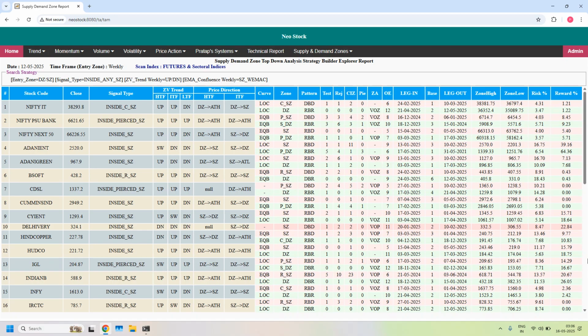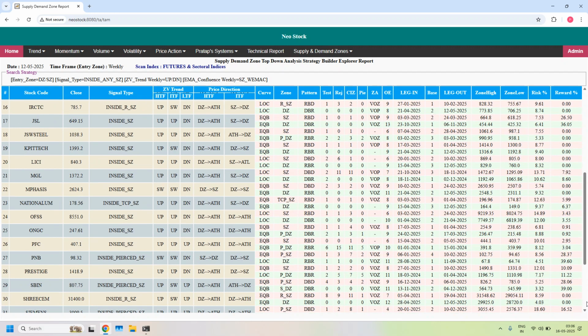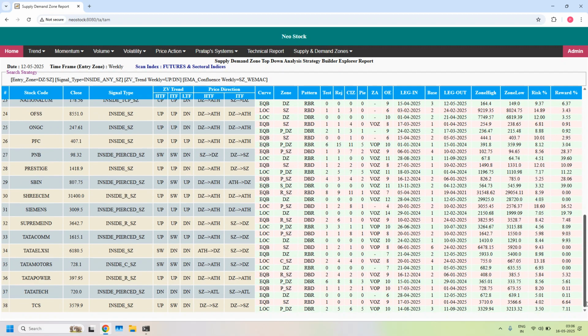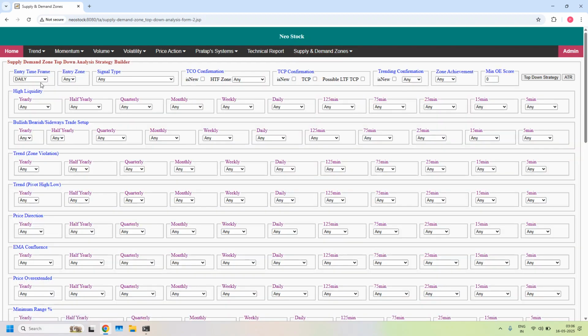Now the list is reduced. First 16 stocks in the list. I'm scrolling the list down. 38 stocks are filtered. So this is about weekly time frame. Next, daily time frame reports were already generated in the beginning of the video. So I'm jumping to 125 minutes time frame.